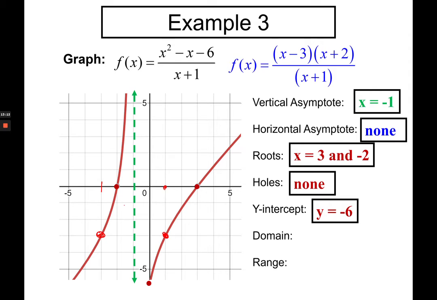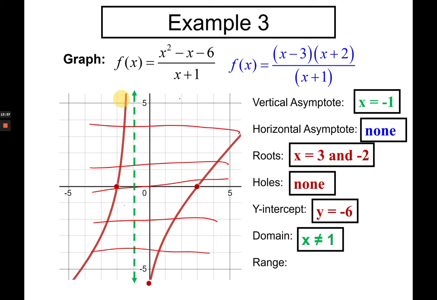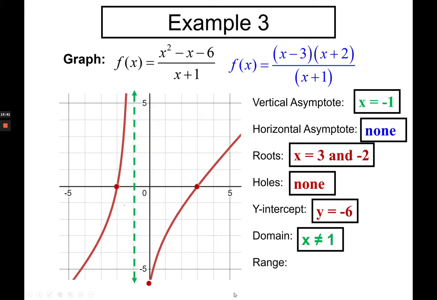Okay, since we are done with graphing, we can now answer the question, what's the domain? Well, the domain will not allow 1, therefore all real numbers except 1. Range: since there's no horizontal asymptote, looking at your graph, it did not have any, it did allow all values of y. So therefore, range is actually all real numbers.